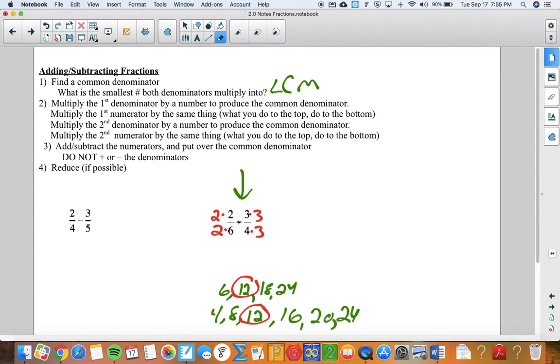All right, so then this top left multiplication, 2 times 2 is 4. On the bottom, 2 times 6 is 12. On the top right, 3 times 3 is 9. 4 times 3 is 12. Awesome. I was supposed to add fractions and I've created a common denominator.